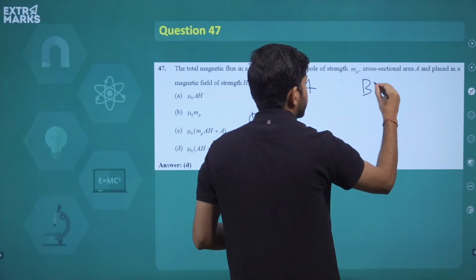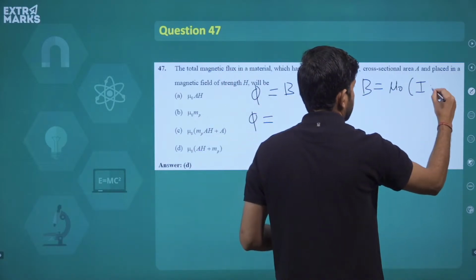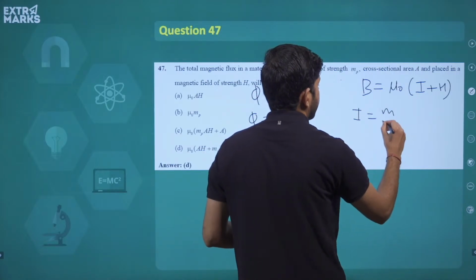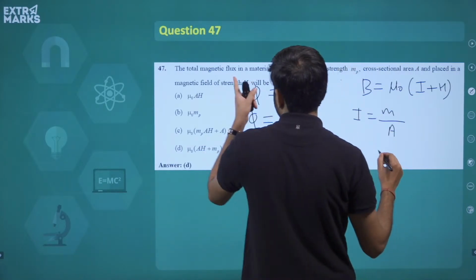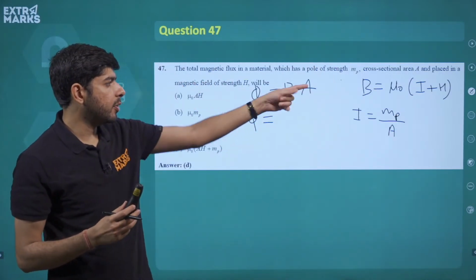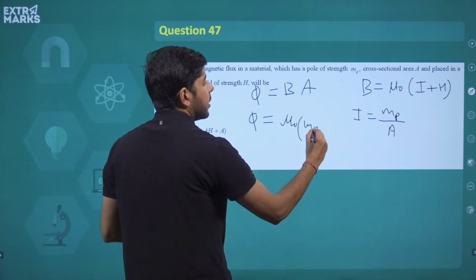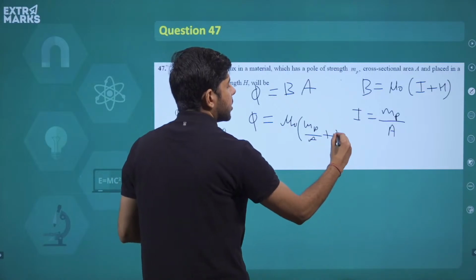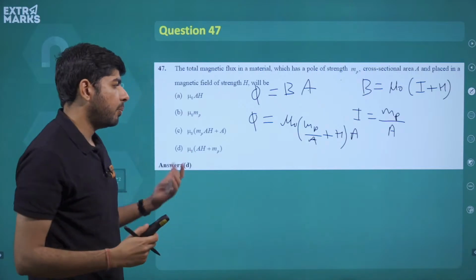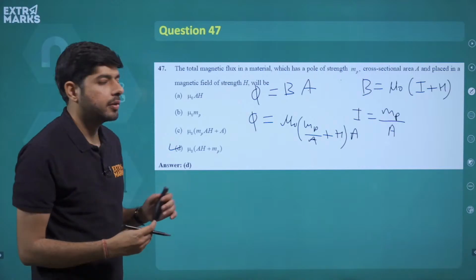So B is basically mu naught into I plus H. And what is I? I is the pole strength M divided by the area. Pole strength is MP here, so MP divided by the area. Now if I just put the values here, I'll get the answer. So flux is mu naught MP by A plus H into this area. If you solve this, you will get mu naught MP plus AH. That is your answer.